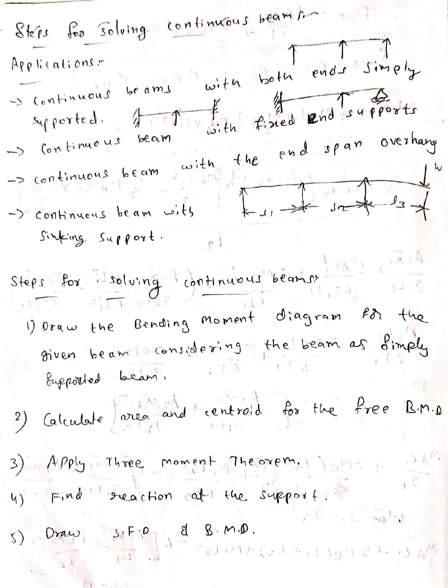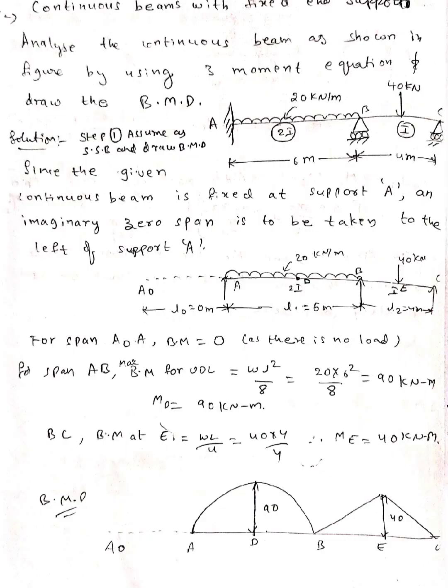Coming to the steps, the first step is to draw the bending moment diagram for the given beam considering the beam as simply supported. Second step, calculate area and centroid for the free bending moment diagram. Third step, apply the three moment theorem. Step 4 is to find the reactions at the supports, and then step 5 is to draw the shear force diagram and bending moment diagram. We'll see the first problem in the continuous beam.